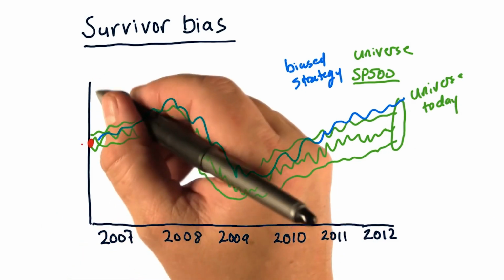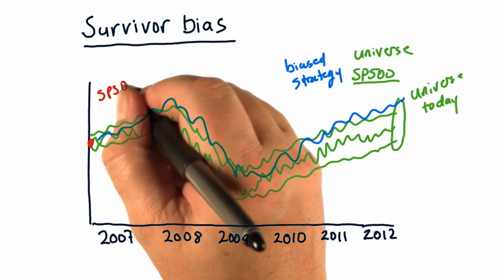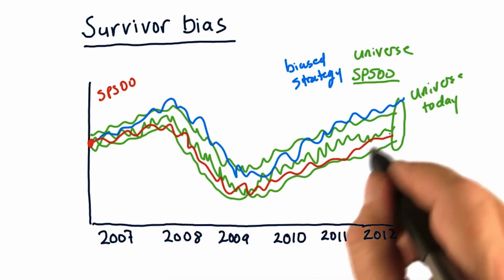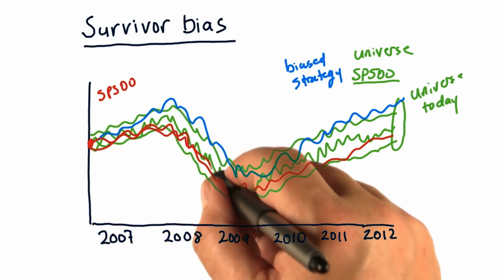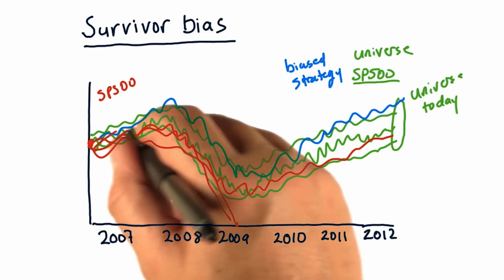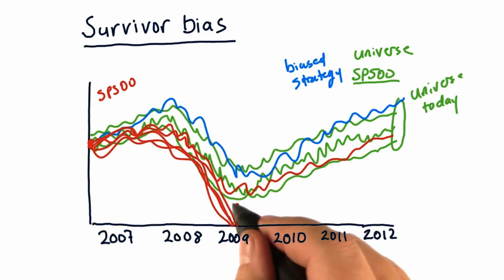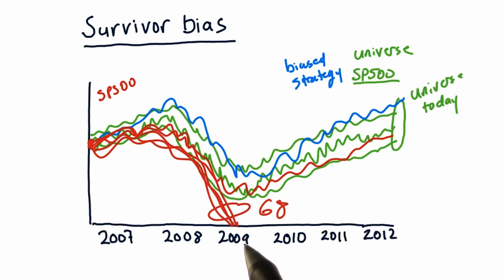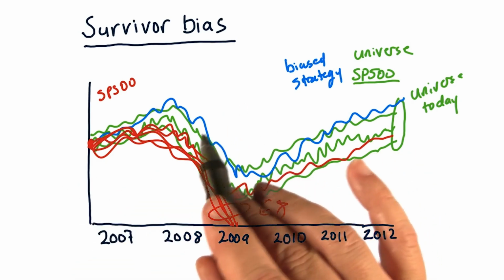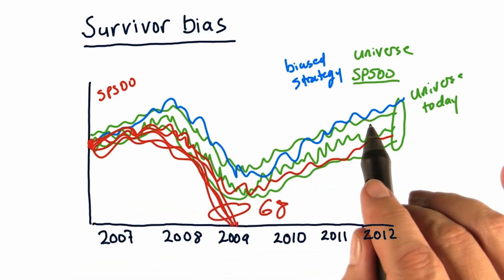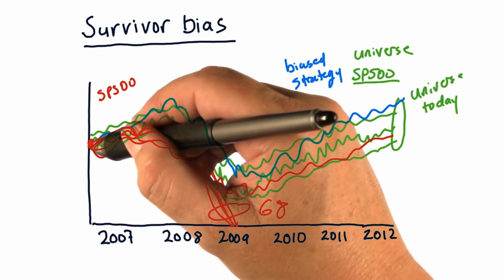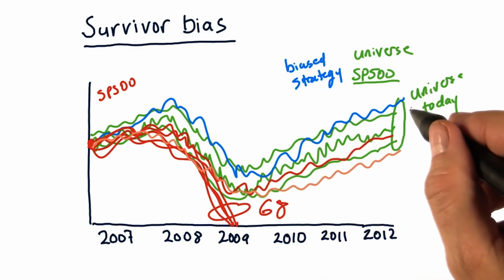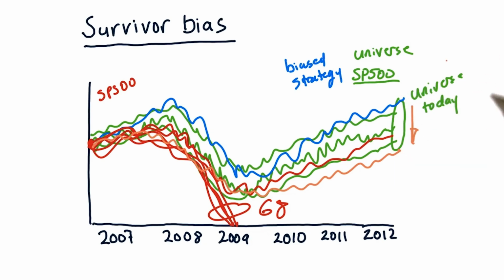Now consider, what if we used the S&P 500 as it was back in 2007? A lot of the stocks from back then did just fine. They survived. But a lot didn't. 68 stocks from the S&P 500 died. They completely went away from 2007 to 2009. So if you applied the same strategy that appears to be so awesome, but you use the real members of the S&P 500 from back then, you're probably going to have a significantly lower performance. And the difference between these two is the bias.